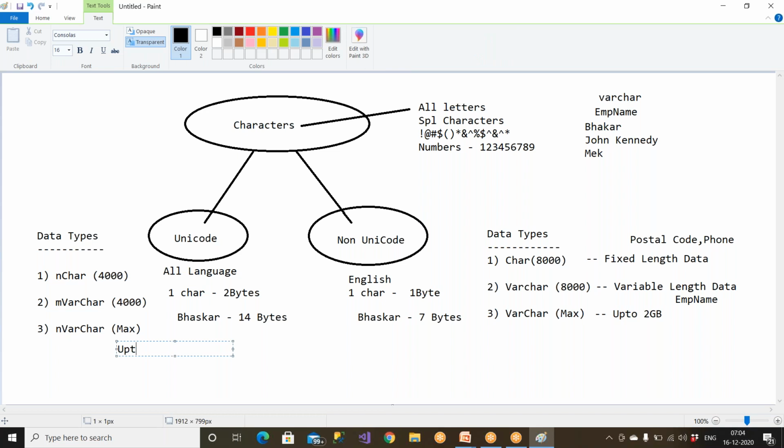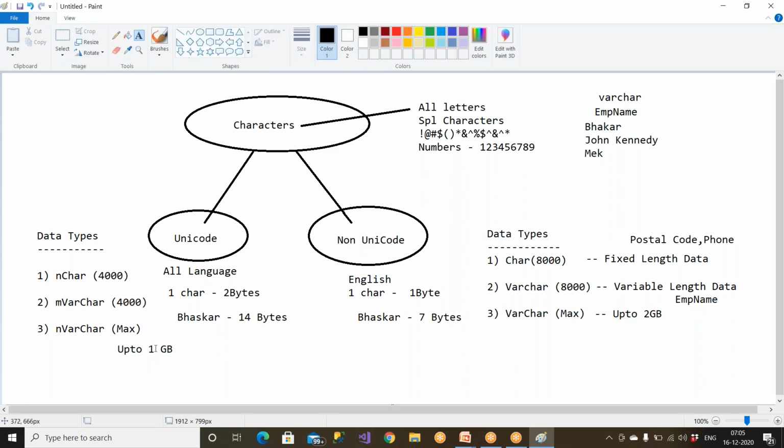So here also 4000 max, up to 1 GB of data. Okay. Up to how much of data I can store? 1 GB. Why 1 GB? Because 1 GB into 2 bytes, it will become 2 GB. Clear? Why 4000? Because each character is going to be occupying 2 bytes.